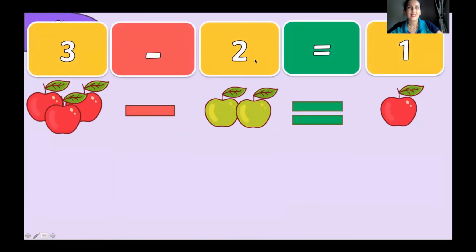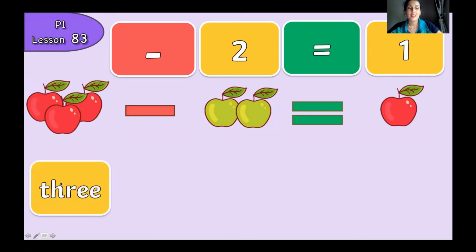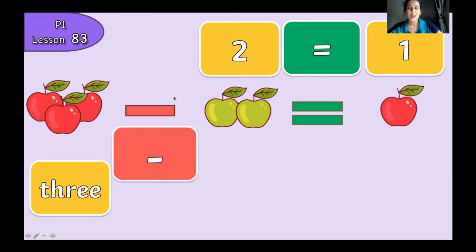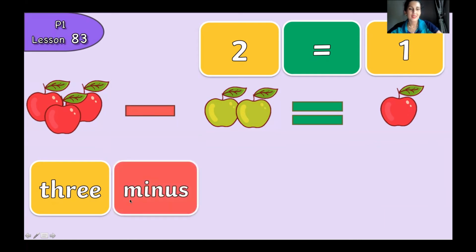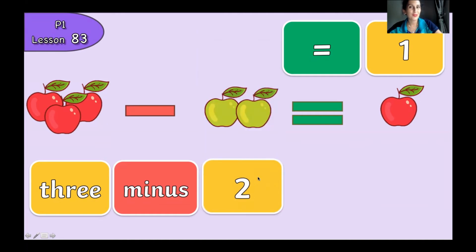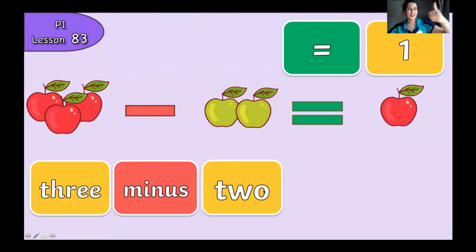Okay, let's spell it. 3, T-H-R-E-E. Then do you remember the name for this? Minus, right. M-I-N-U-S. Then you have number 2. So how to spell number 2? T-W-O. Good.